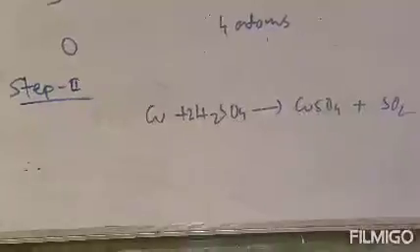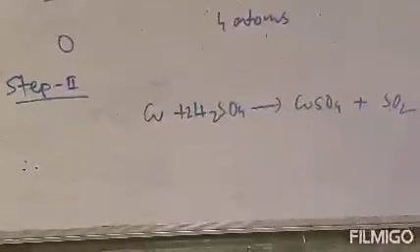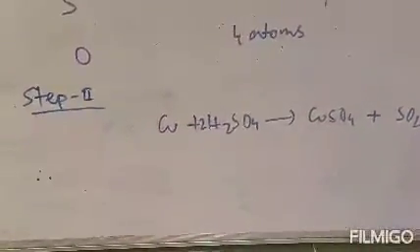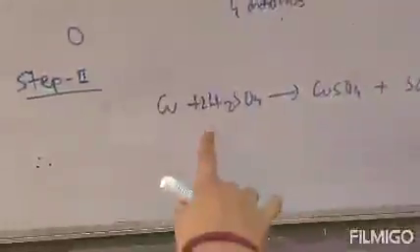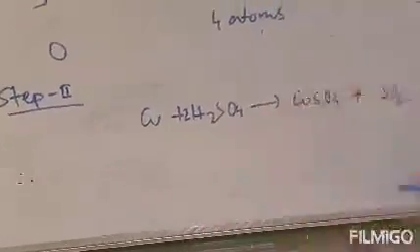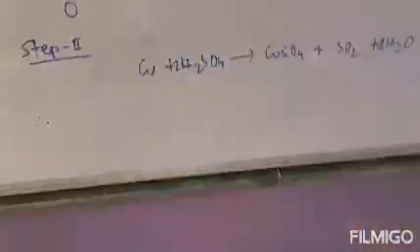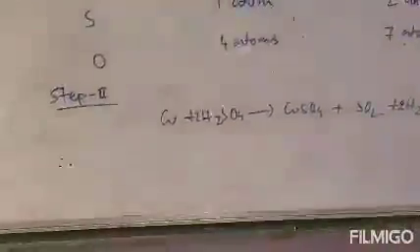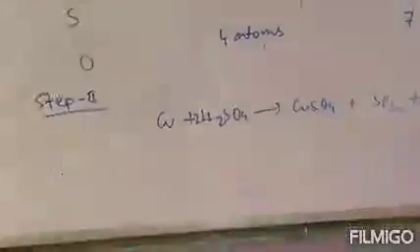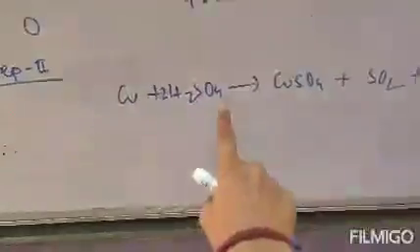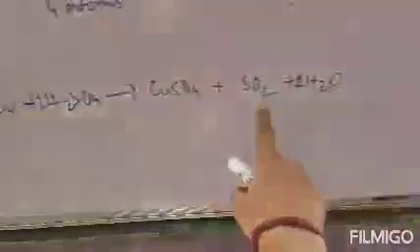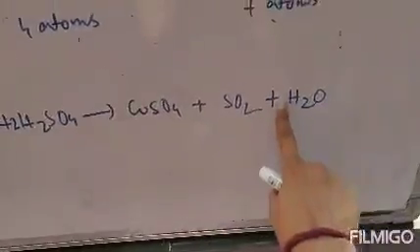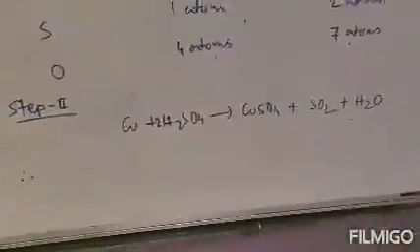Or alternatively you can do this separately, like first you can balance 2H2SO4, then write the equation. In the next step you will balance this oxygen. I have done this in the simultaneous step, that means 2 changes in one step. You can do it simultaneously, or you can write just copper plus 2H2SO4, that is copper sulfate plus SO2 plus H2. So in this step I have just balanced only hydrogen, that is 2H2.